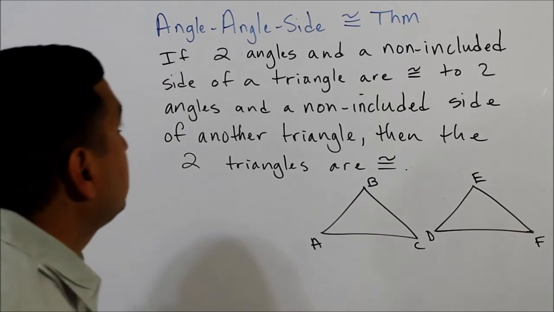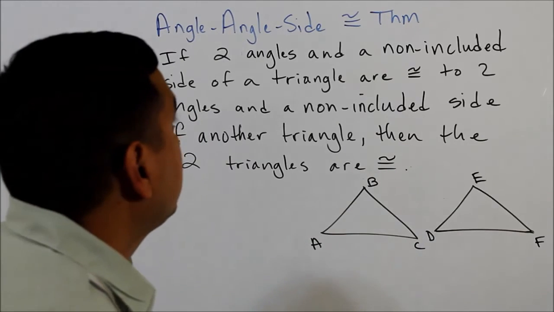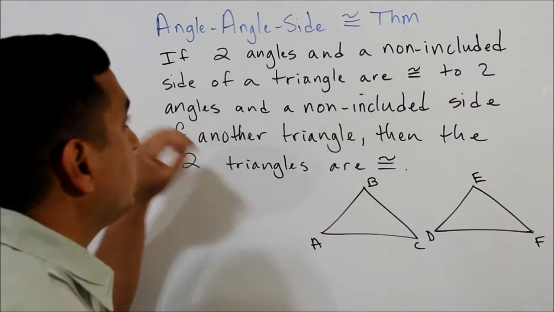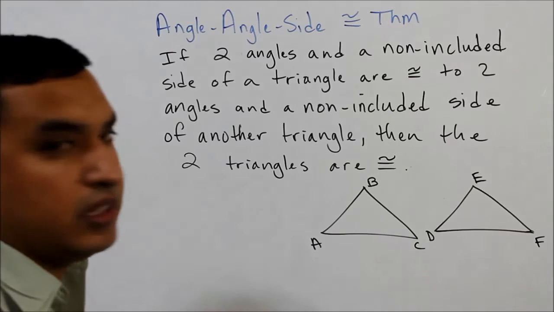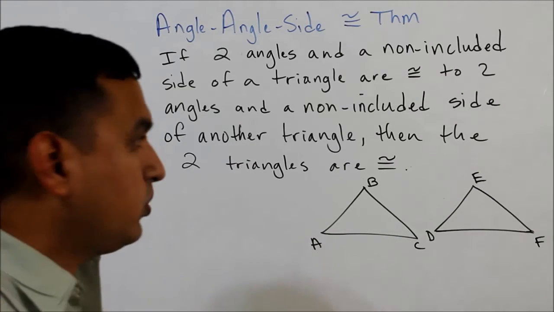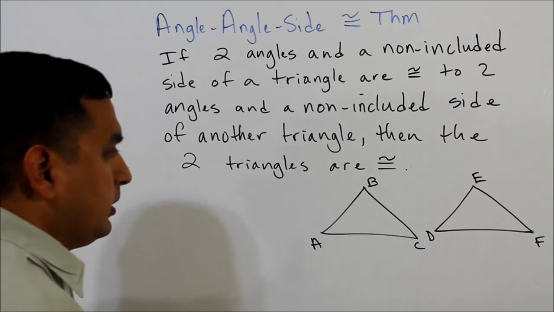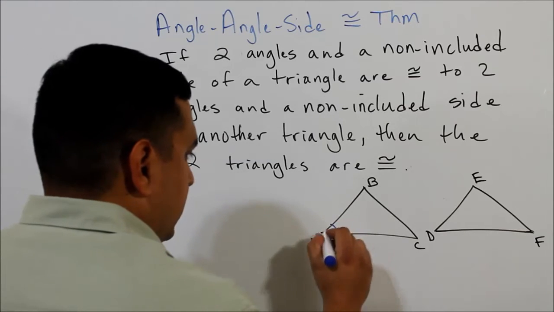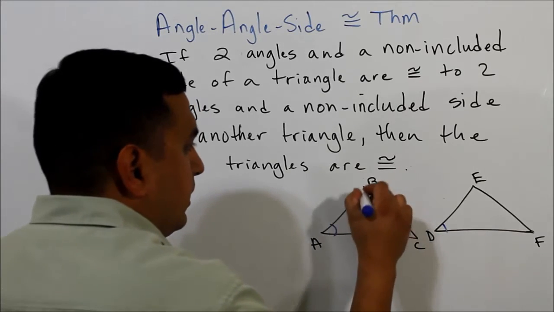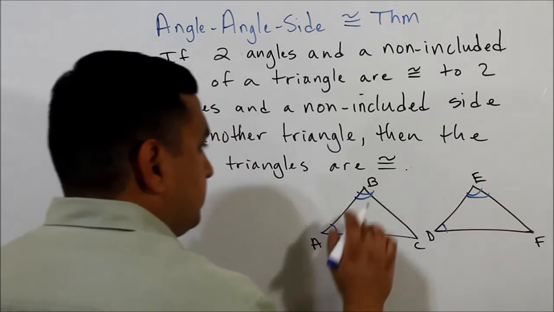Alright, for this theorem, we've got the angle, angle, side congruence theorem, and it says that two angles and a non-included side of a triangle are congruent to two angles and a non-included side of another triangle. If I have that, then the two triangles are congruent. So it can be any angle. Let's say that I have angle A congruent to angle D, and angle B is congruent to angle E.